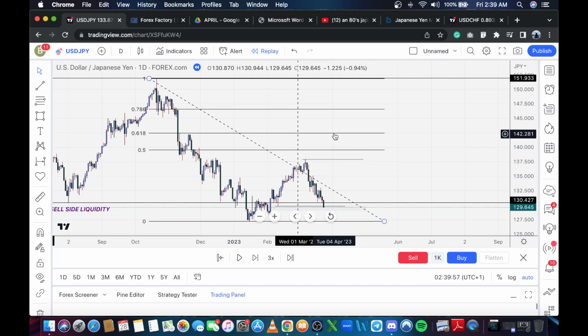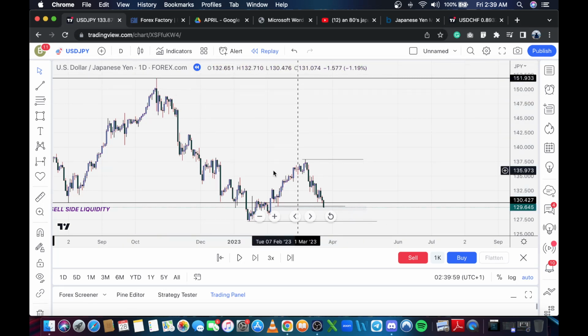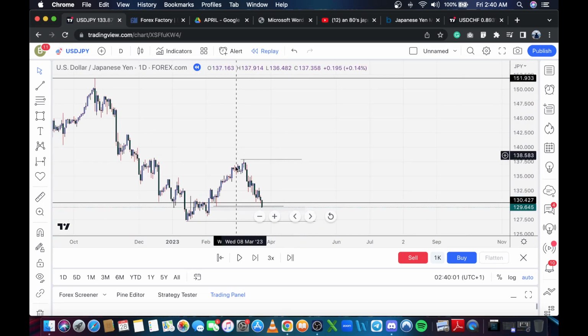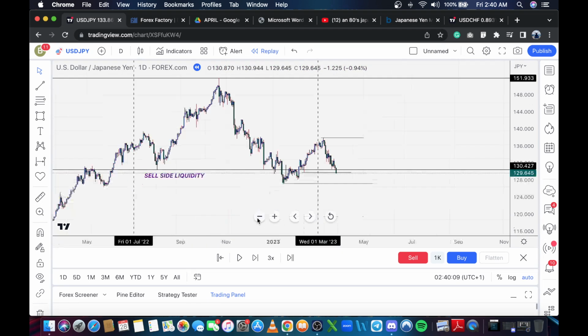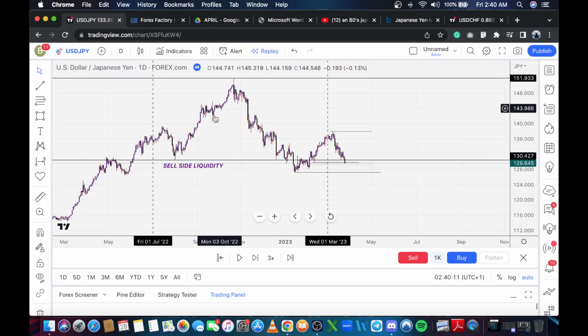Again, it's all a play on liquidity and order flow. So now we have order flow on the buy side resting up here. We have order flow on the sell side resting down here. But this is less probable, and this is more probable because we're using the play on this sell side liquidity here.